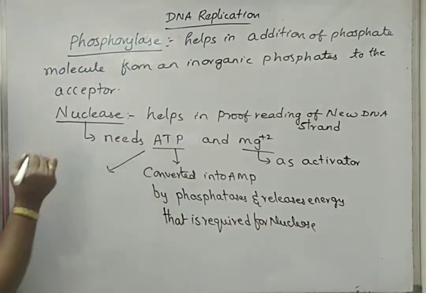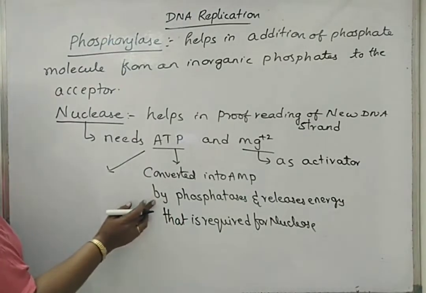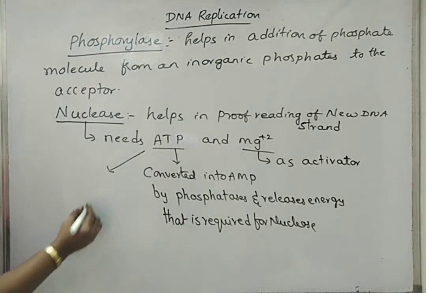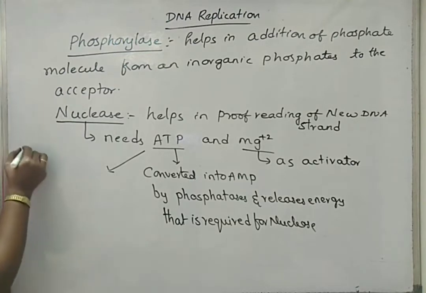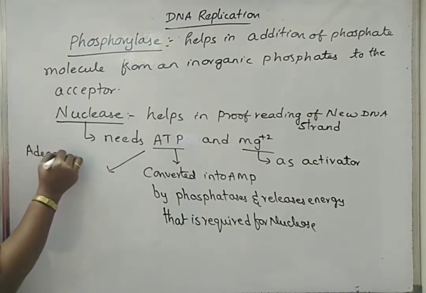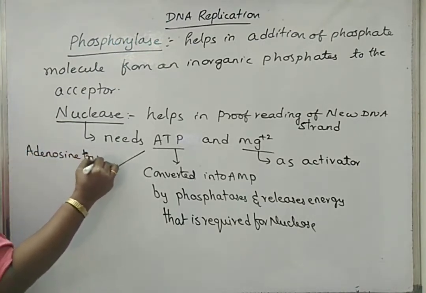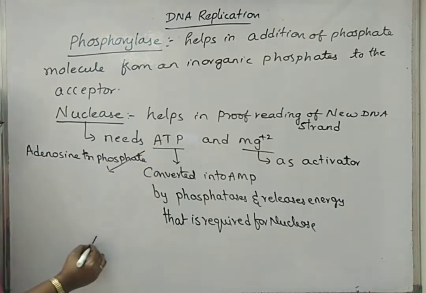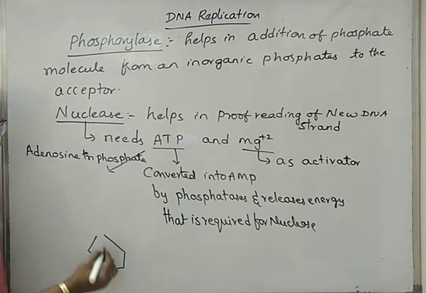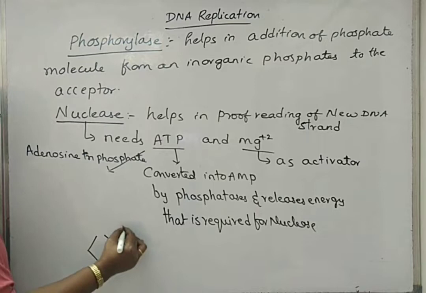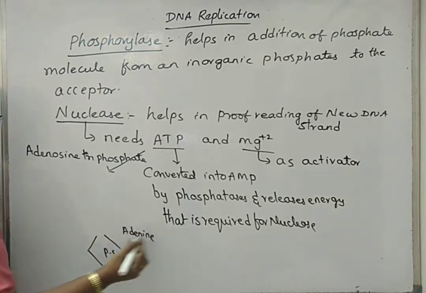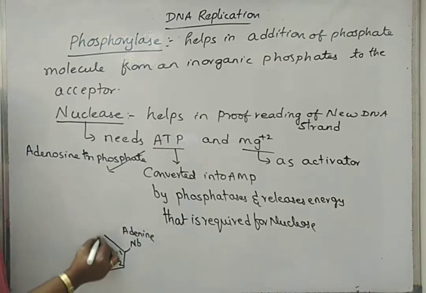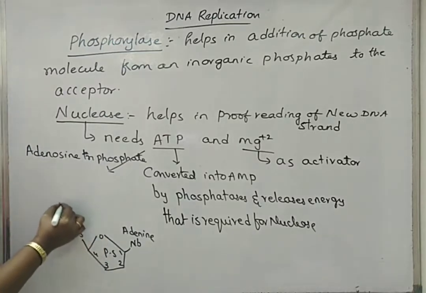We will just have a glance regarding the structure of ATP because we have written here some energy is released. ATP full form is adenosine triphosphate. It is also considered as a nucleotide. Nucleotide in the sense it will be having one pentose sugar, one nitrogen base, that is adenine. So carbon 1, 2, 3, 4 and 5. Here it should have 3 phosphate molecules.